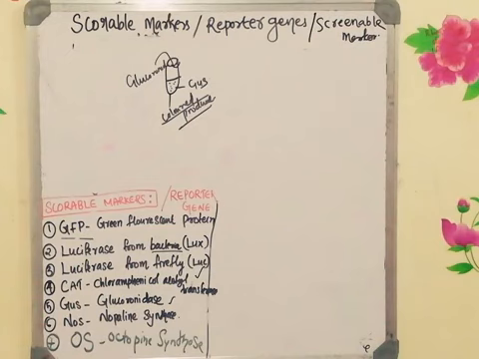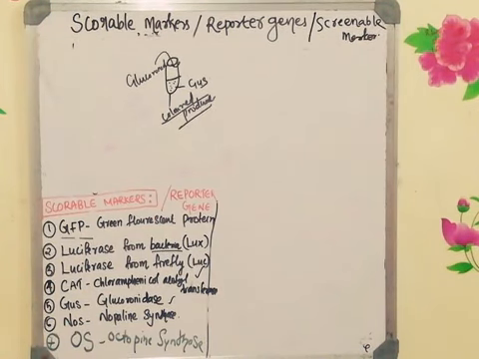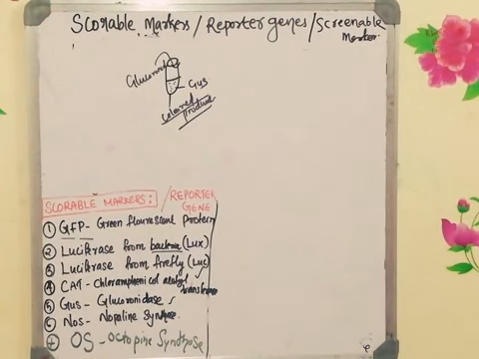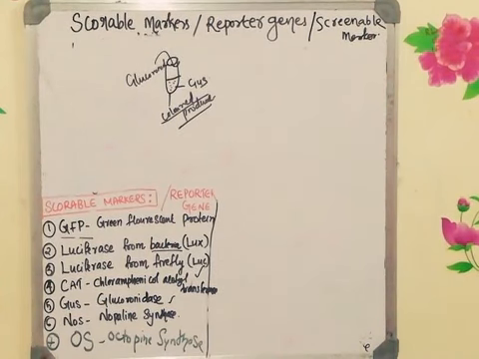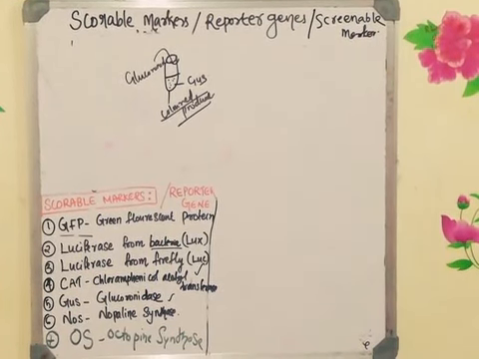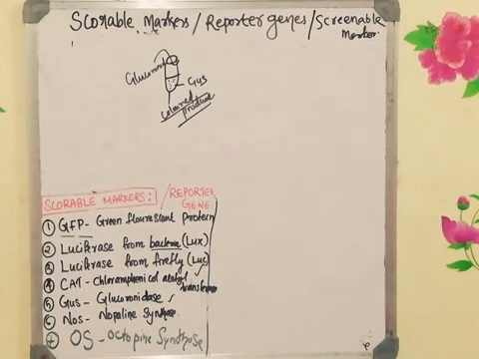Next one is NOS, that is nopaline synthase gene. Octopine synthase and nopaline synthase both are used as selectable marker genes. First we will discuss the octopine synthase gene. These genes are present in the Ti plasmid of Agrobacterium tumefaciens. If you remember the structure of the Ti plasmid, there one octopine synthase gene is there. So octopine synthase or nopaline synthase both are isolated from the Ti plasmid of Agrobacterium tumefaciens.